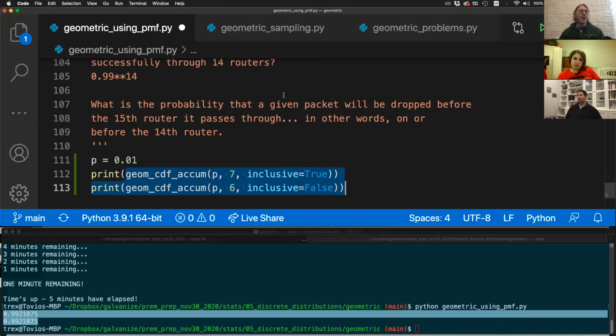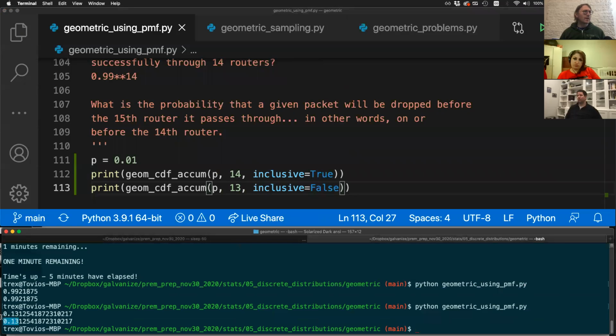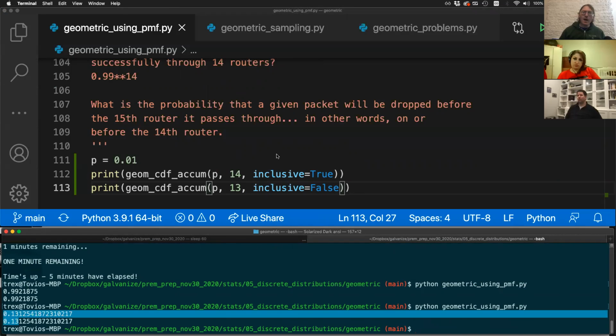And we're asking the probability that a given packet will be dropped before the 15th router. In other words, on or before the 14th router. So 14 in the case where inclusive is true, 13 in the case where inclusive is false. And it looks like there's a 0.131 probability that we're going to drop on or before the 14th router. In other words, before the 15th router.